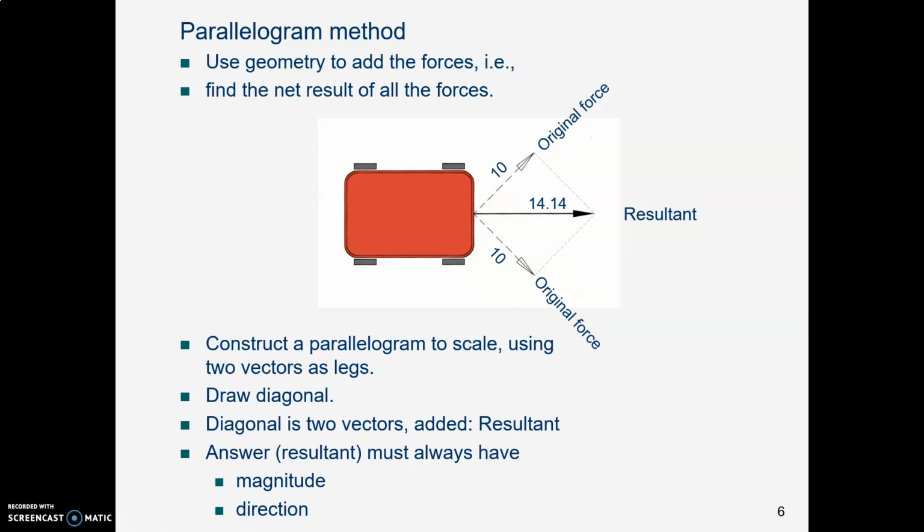How big is that resultant? If you measure it, you will find out it happens to be 14.14 units long. So what that means is, if you had one kid pulling straight ahead with 14.14 pounds of pull, he or she would have the same net result as those two kids pulling off to the side. And that is a method called the Parallelogram Method.